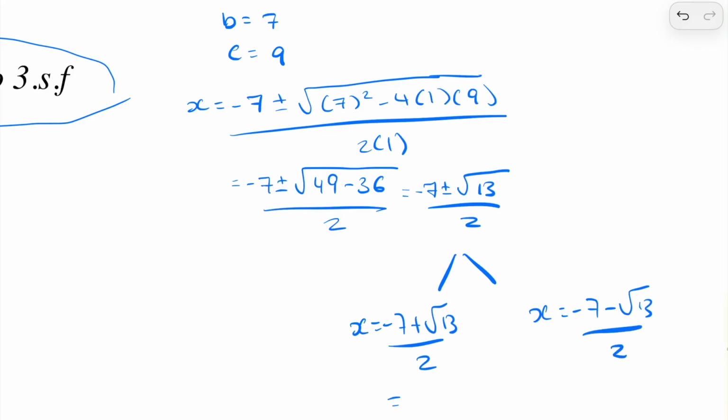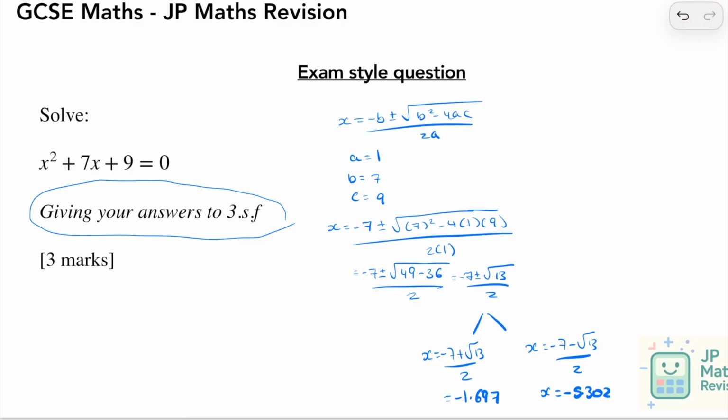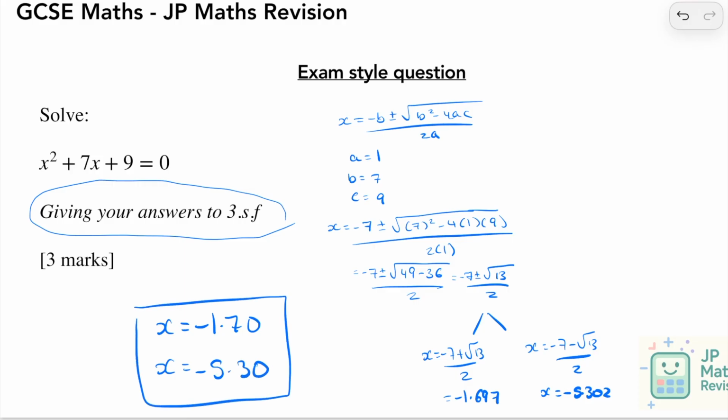So typing that one in, I get minus 1.697, and I also get x equals minus 5.302. So the question says give your answers to three significant figures, so I'm going to write x equals minus 1.70, and I'm going to write x equals minus 5.30 if I want to give them to three significant figures.